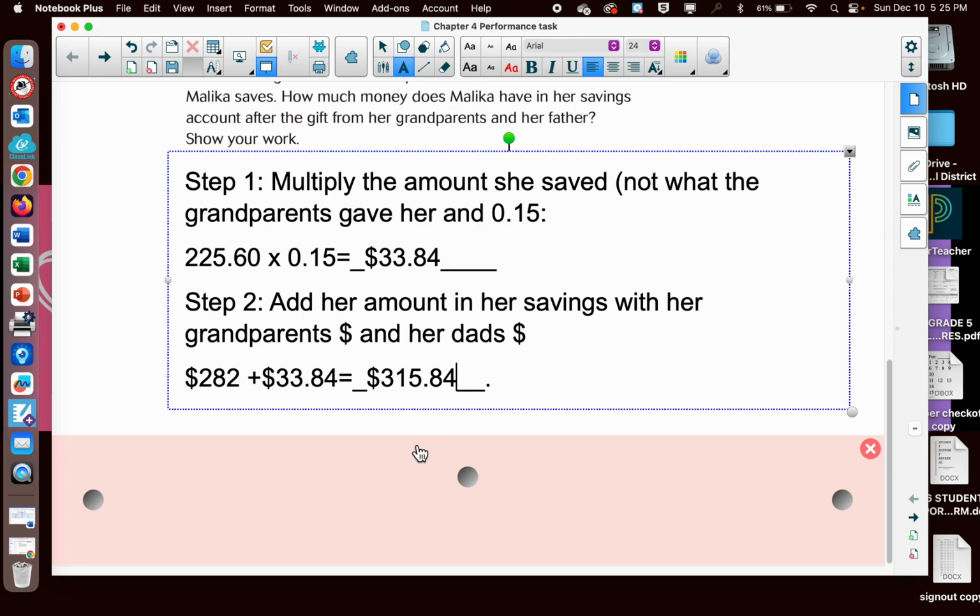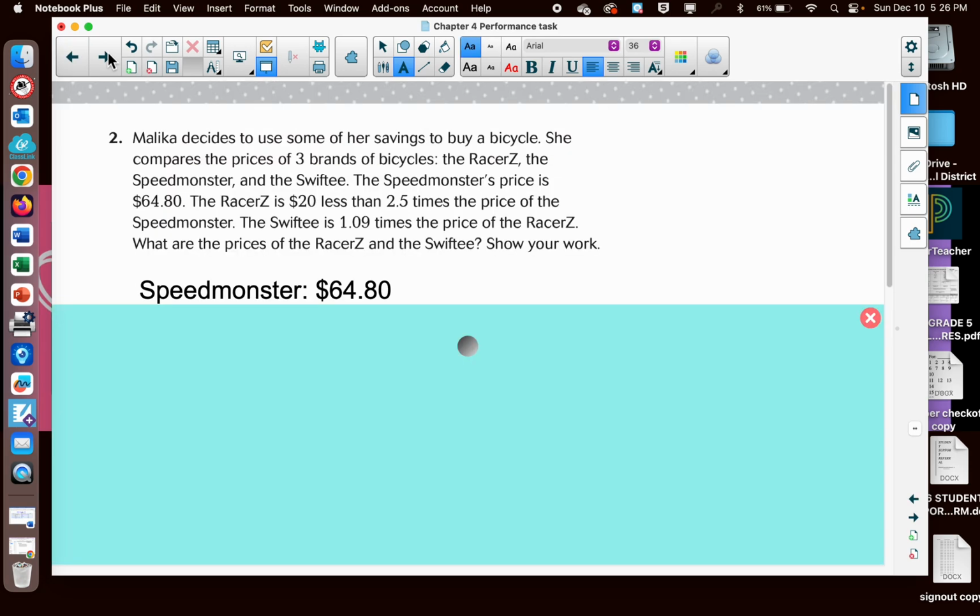So now that she has that money, it must be burning a hole in her pocket, because on the back side of your paper, you're going to see that she's going to buy something. She's going to buy a bike. And she's going to decide between the 3 different bikes that she sees. So Malika decides to use some of her savings to buy a bicycle. She compares the price of 3 brands of bicycles: the Racer Z, the Speed Monster, and the Swifty.